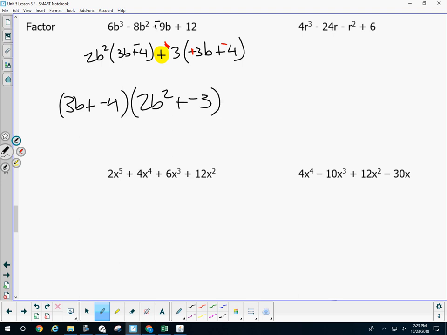Okay, try the same thing for the one on the top right. We are turning sums into products. That is what factoring is all about.